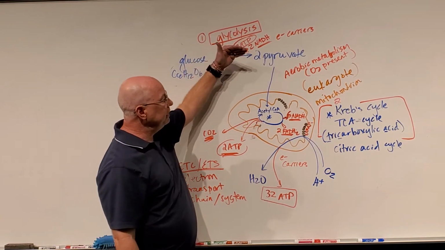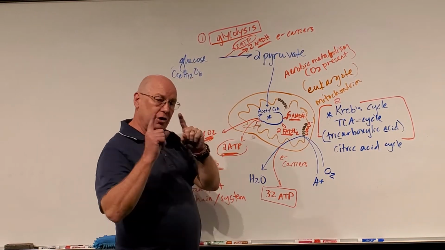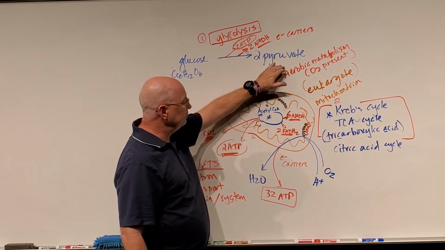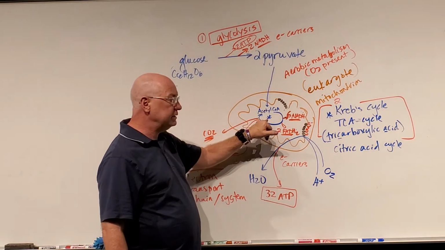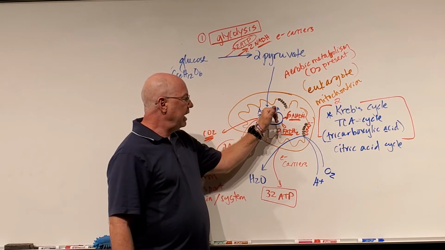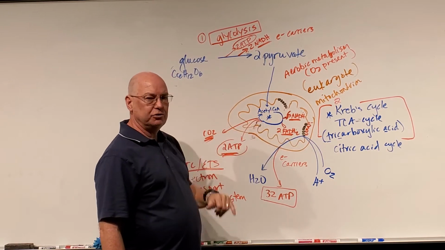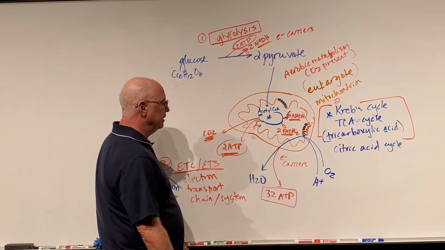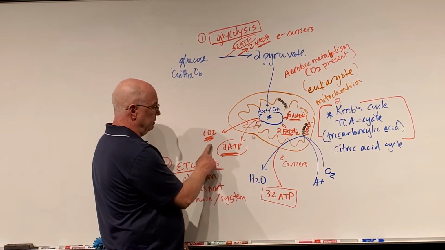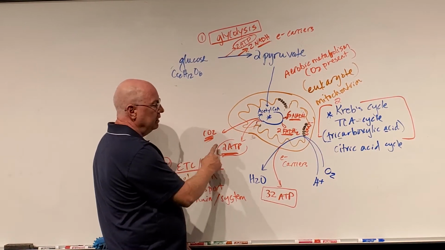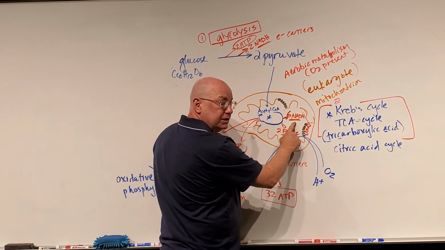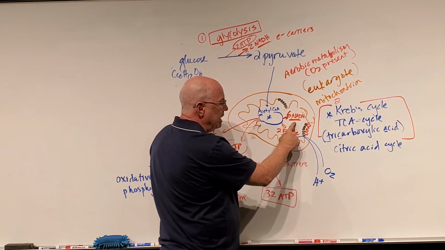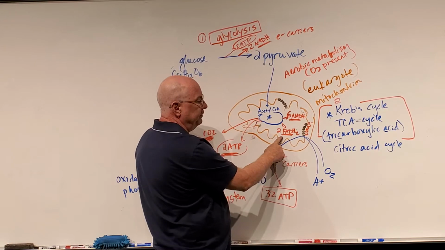Then I can take the leftovers of that, and under aerobic metabolism, I can convert the pyruvate into acetyl-CoA inside the mitochondrion, and then I can run that through a series of chemical reactions called the Krebs cycle, the TCA cycle, and the citric acid cycle. I'm going to get 2 more ATP, I'll get some carbon dioxide, and I'll get 6 electron carriers in the form of NADH, and 2 more in the form of FADH2.